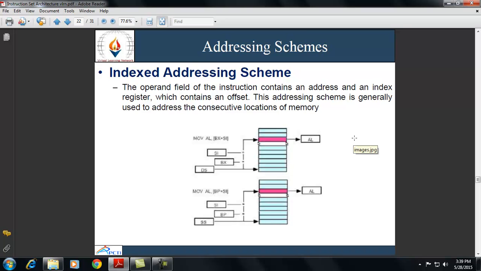Next one is the indexed addressing scheme. Indexed addressing scheme is a type of displacement addressing. It is basically used to access the memory of an array. In the indexed addressing scheme, the operand field of the instruction contains an address and an index register which contains an offset. And this addressing scheme is generally used to address the consecutive locations of the memory.